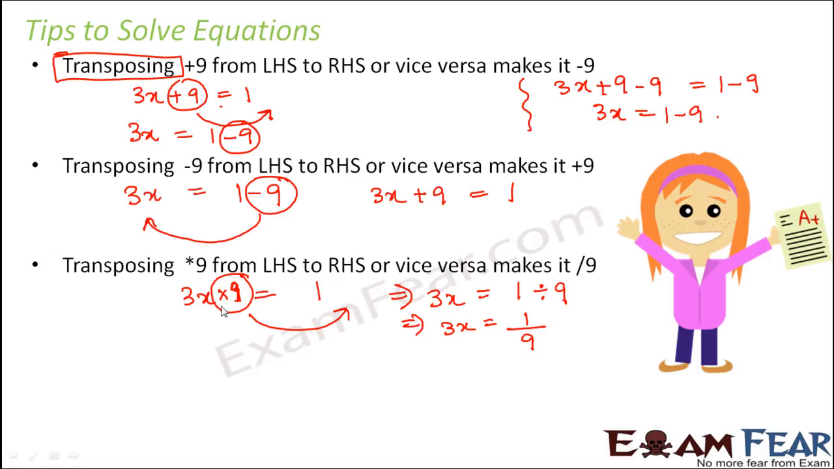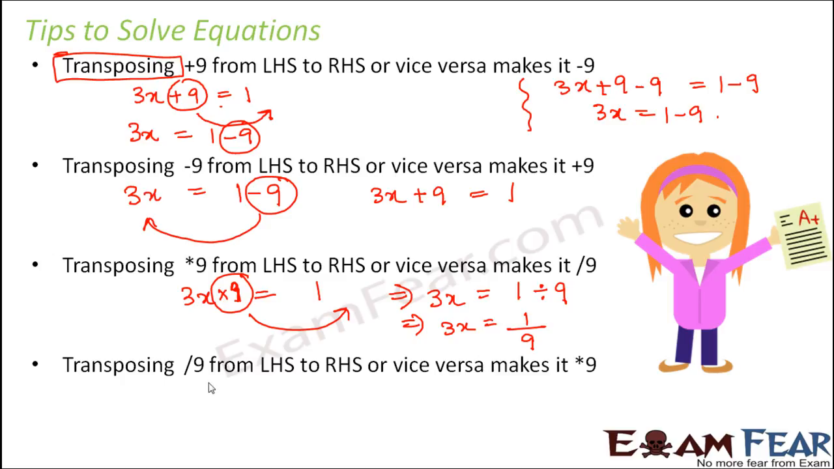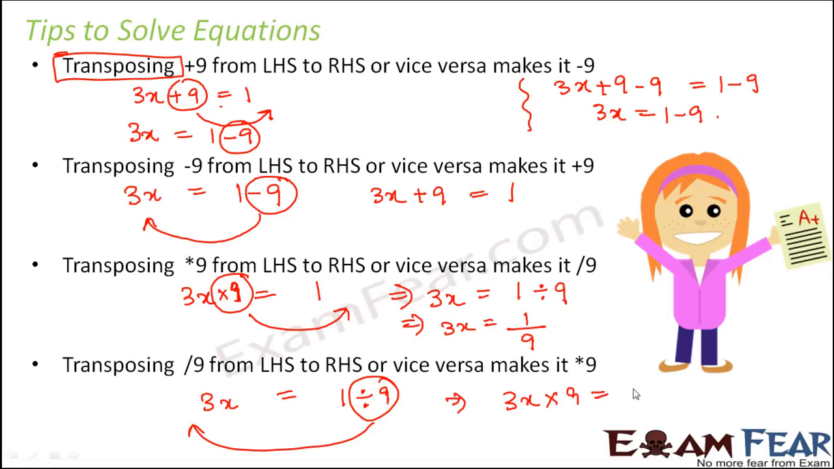So why did this happen? Because we are basically not shifting 9 from one side to another. We are dividing both the sides by 9. So divide the left hand side by 9, divide the right hand side by 9. So this is what you will get. Similarly, when you have to transpose divide by 9 from one side to another, it becomes multiplied by 9. Like 3x is equal to 1 divided by 9. When you shift this 9 to this side, this becomes 3x into 9 is equal to 1. So with these 4 simple tips, you should be able to solve any equation that is given to you.